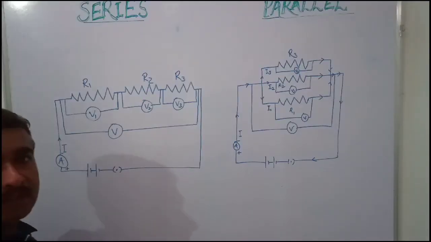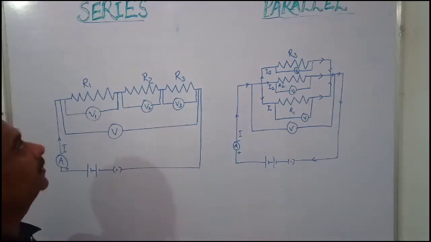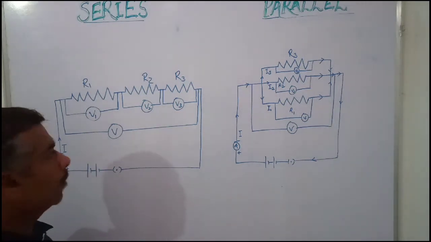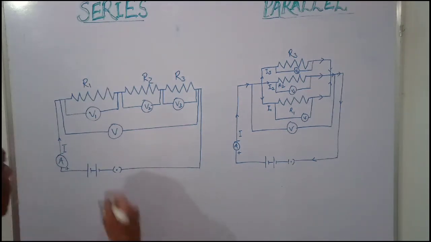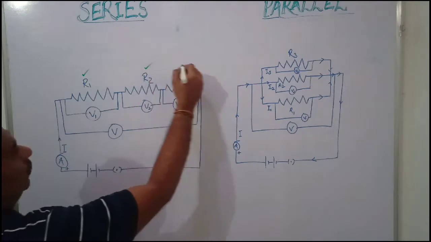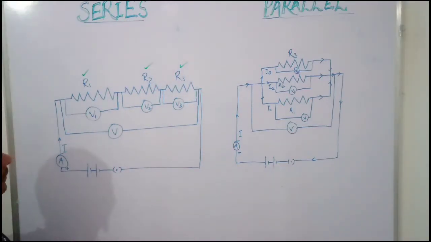Now students, let us look at the circuits, right? So that we can understand more about the difference between the series and the parallel combination. Now in this circuit there are three resistors, right? This one is R1, R2 and R3. You know, these are the symbols for the resistors.